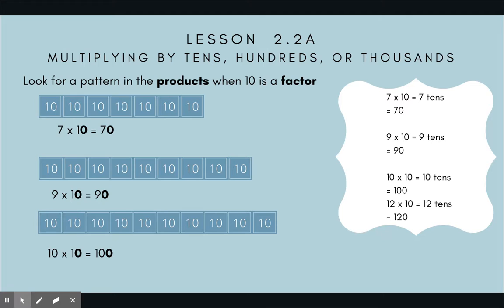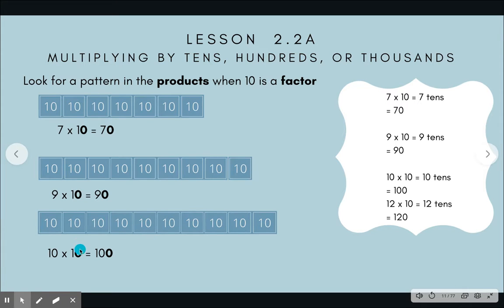When you're multiplying by tens, hundreds, or thousands, look for a pattern in the products when 10 is a factor. So here's an example of a multiplication fact: 7 times 10 equals 70. You'll remember that 7 times 10 just means 7 groups of 10. Here we have 9 times 10 equals 90. And 10 times 10 equals 100.